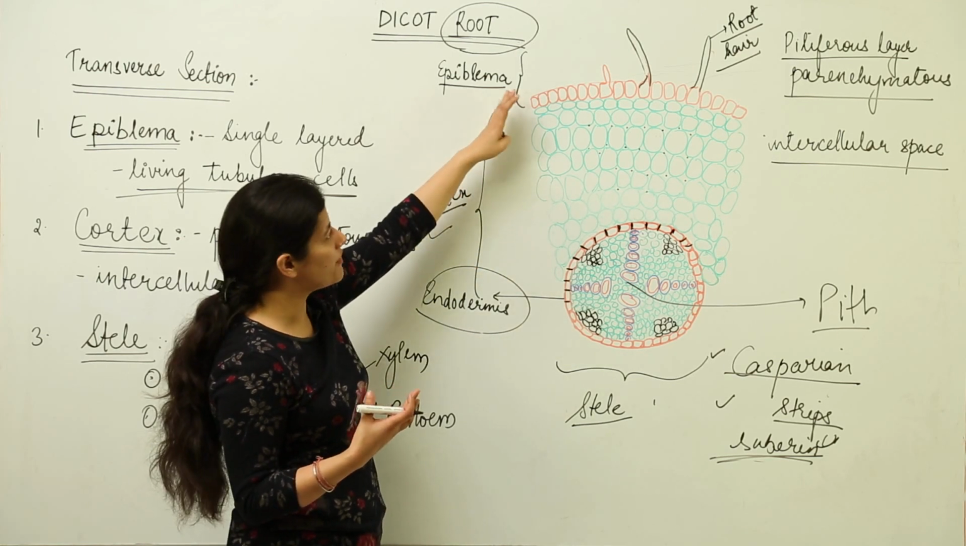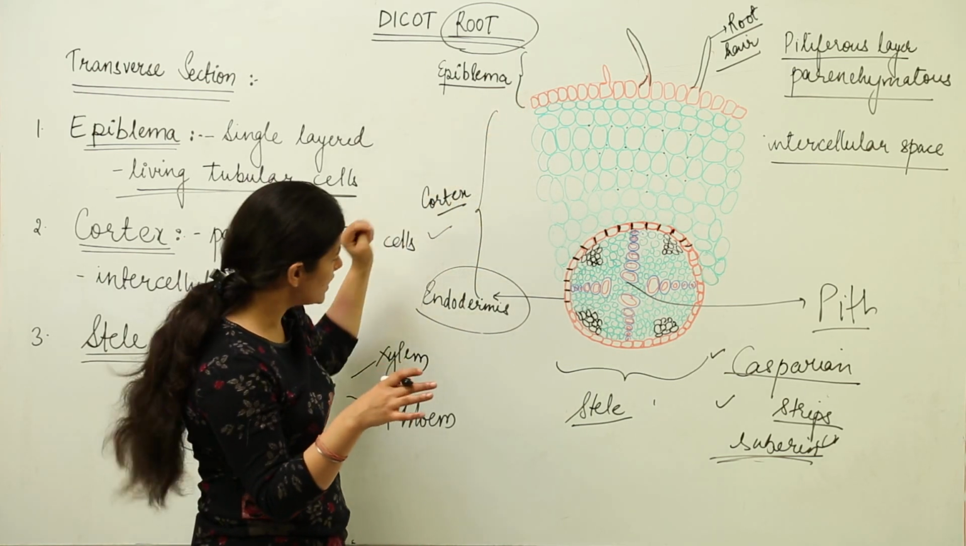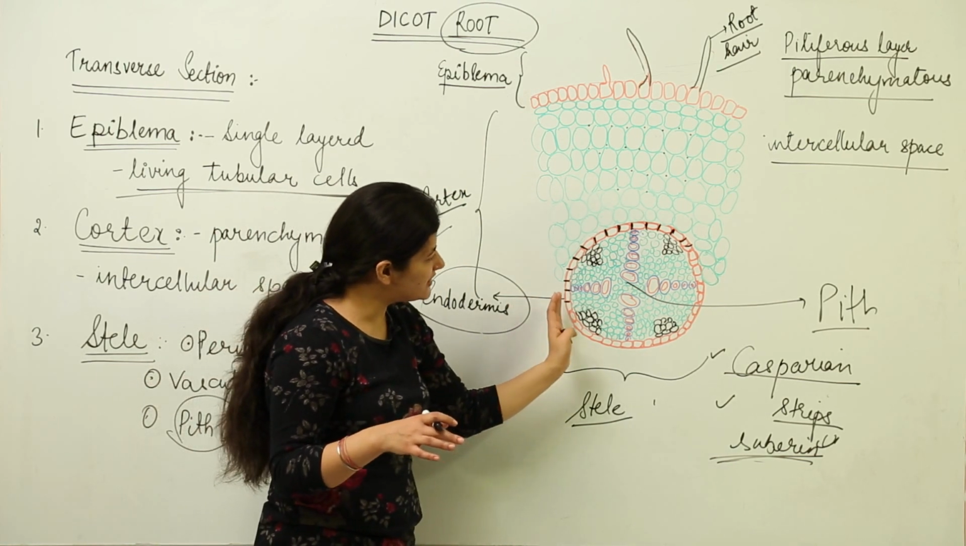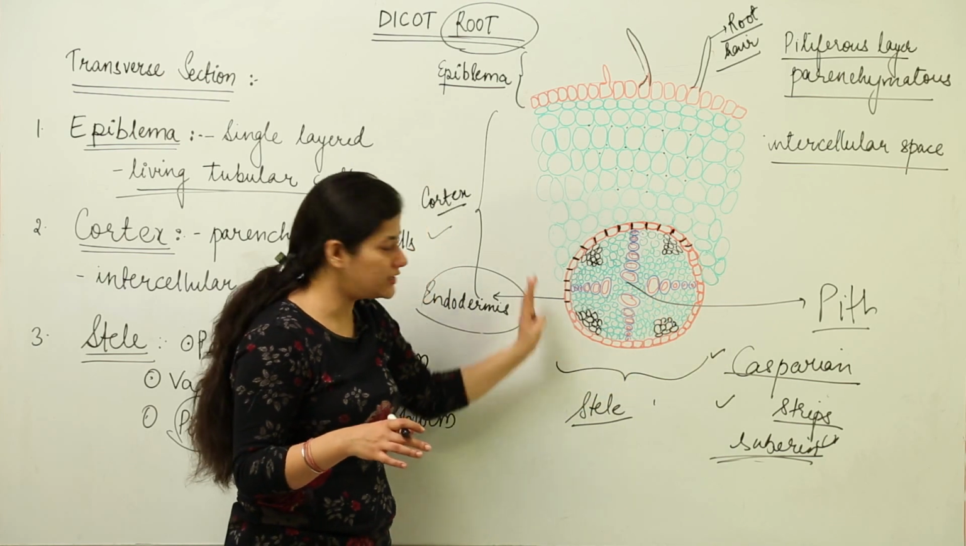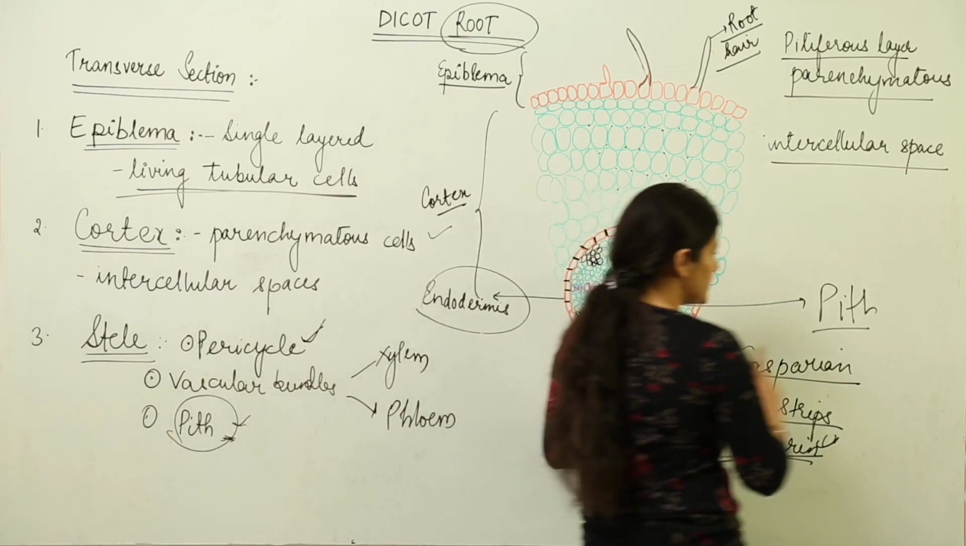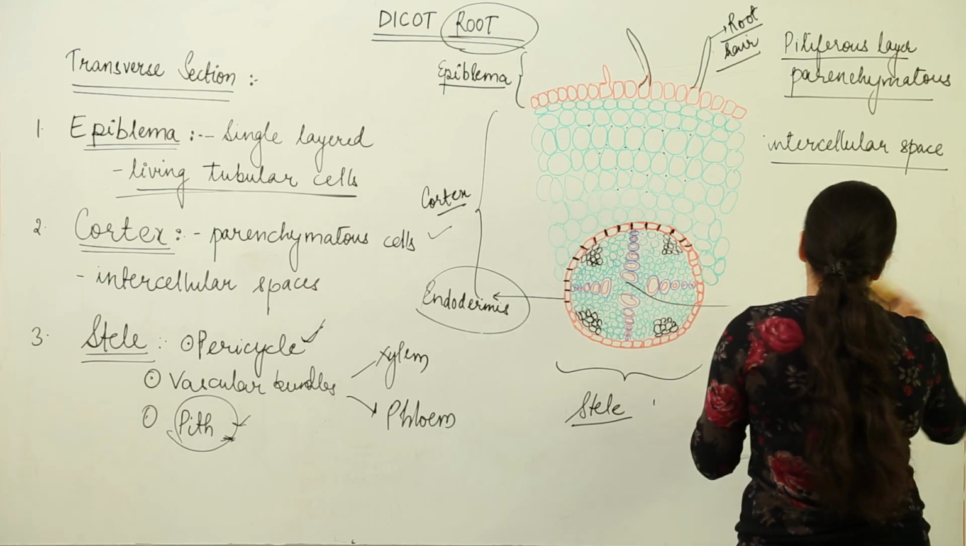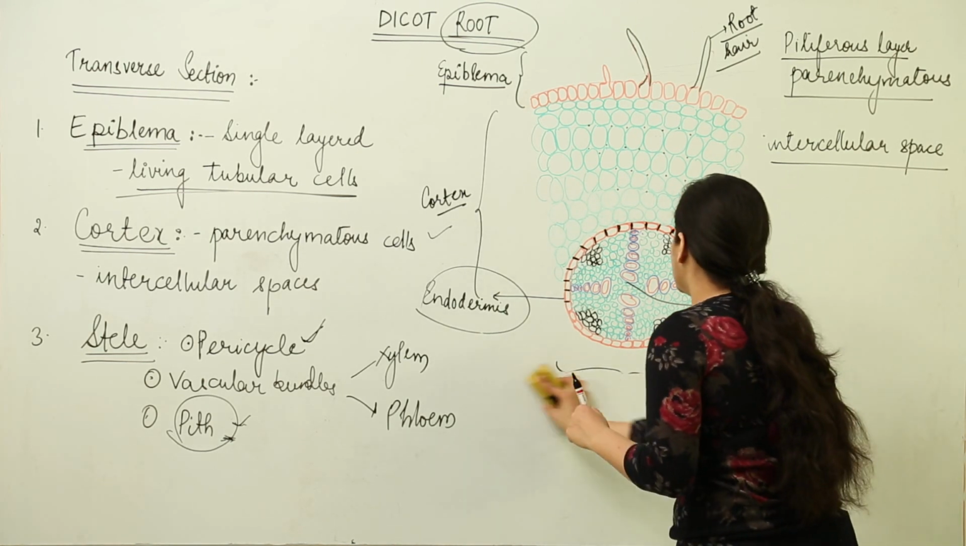Even in the case of epiblema, there was no cuticle present, and in the epidermis we are going to find it. Now this epidermis lines the entire stele. Okay, now what is this entire stele all about? The stele has the pericycle.